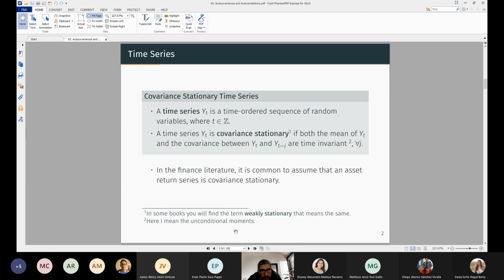Entonces comenzamos con stationary process. Primero definimos qué es un time series. Usually we denote the time series with a letter with a time subscript. Okay. Pues time series is a time ordered sequence of random variables. It's just a sequence of random variables. That is the general definition of a stochastic process. And a stochastic process is a sequence of random variables with some property.